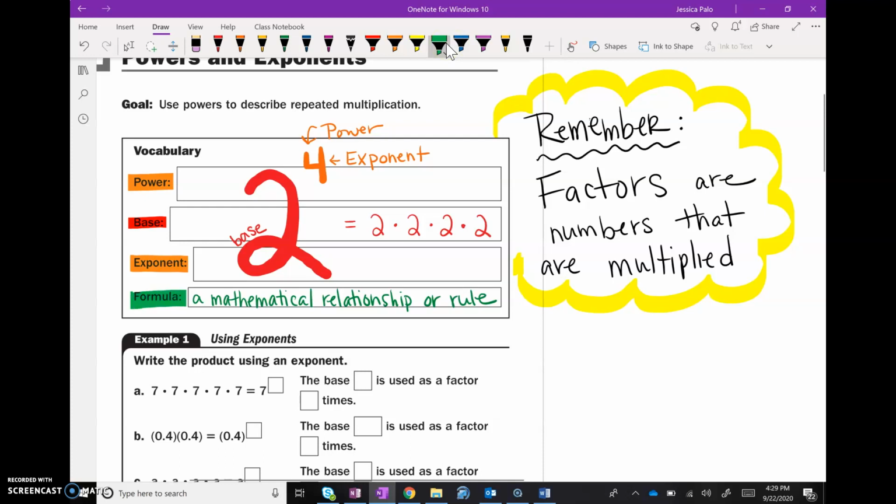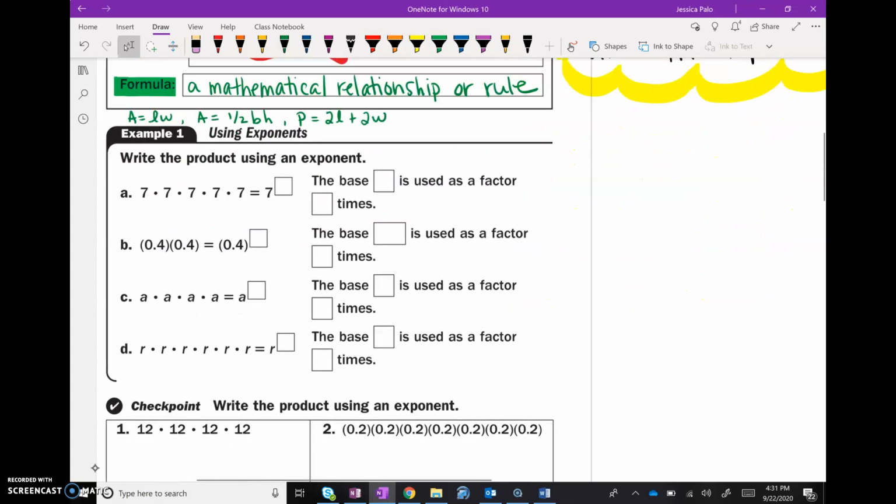I'm sure you can think of many formulas that you already know. Here are a few formulas that you already know. Area is the relationship between the length and the width. A equals L times W. The area of a triangle is 1/2 base times height. And the perimeter of a rectangle is 2 times the length plus 2 times the width. Today we're going to look at a different formula, but first let's review using exponents.